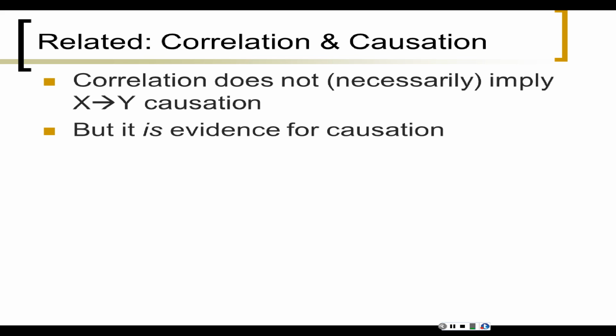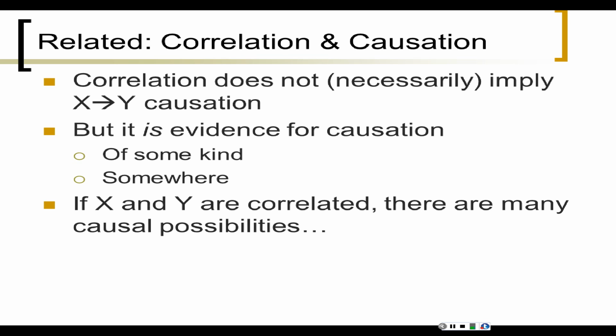It's just not evidence for the exact kind of causation that comes to mind first, and you might not be able to figure out what the causation actually is. There's a lot of different kinds of causation. There's a lot of different ways that causation can happen. If X and Y are correlated with each other, some kind of causation somewhere is happening. Our understanding of a deterministic universe suggests that this is the case. But it could be ridiculous.